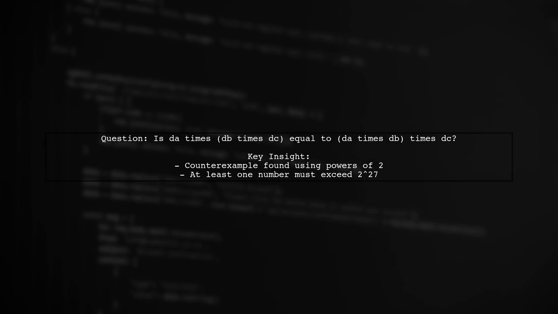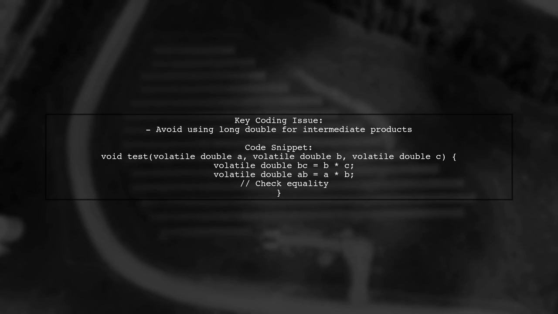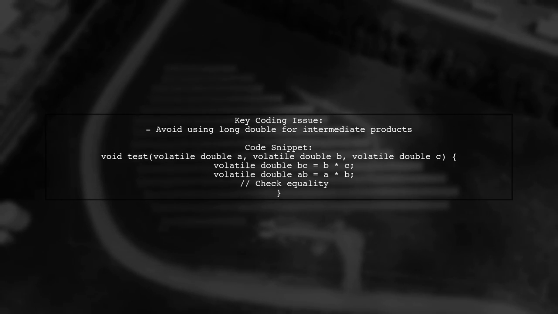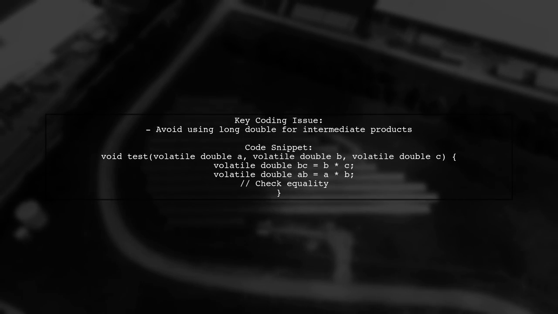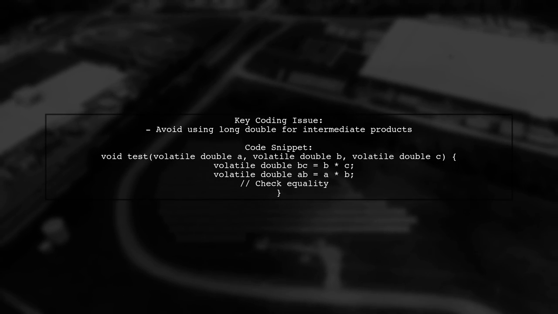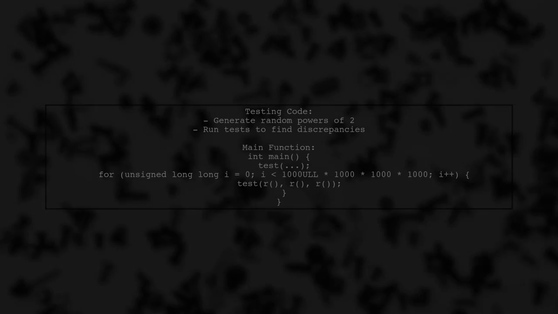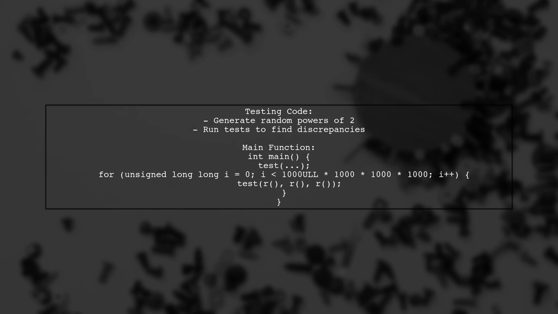The question asks if the expression (dA times dB) times dC is always equal to dA times (dB times dC). A user found a counterexample using powers of 2. They suggest that at least one of the numbers needs to exceed 2 raised to the 27th power to demonstrate this issue with typical double precision. The user emphasizes the importance of ensuring that intermediate products do not use long double precision, as this could affect the results. They provide a code snippet that tests the equality of the two expressions and checks for discrepancies. In the provided code, the user generates random powers of 2 and tests the multiplication associativity. They run multiple tests to find cases where the two expressions yield different results.